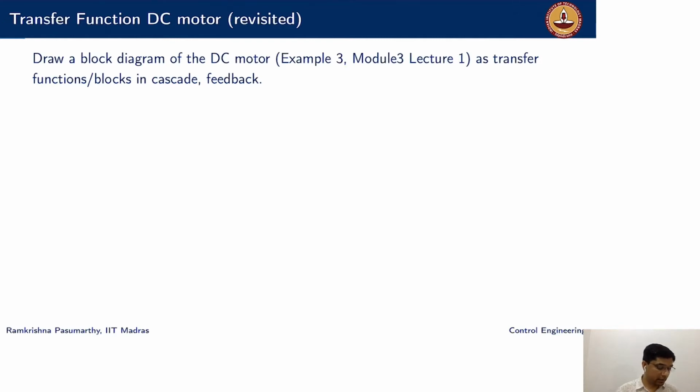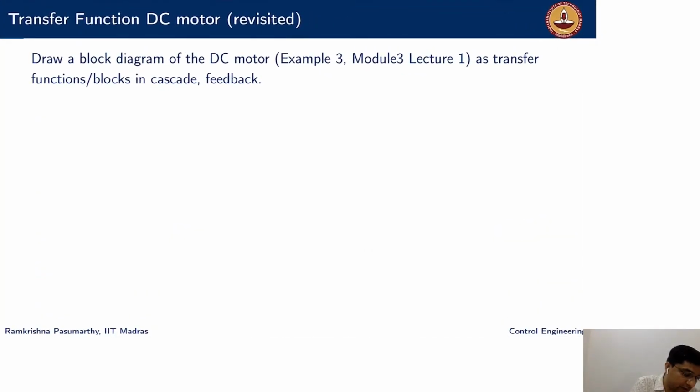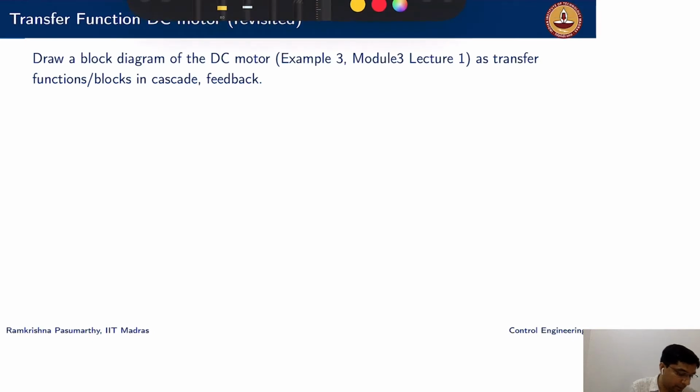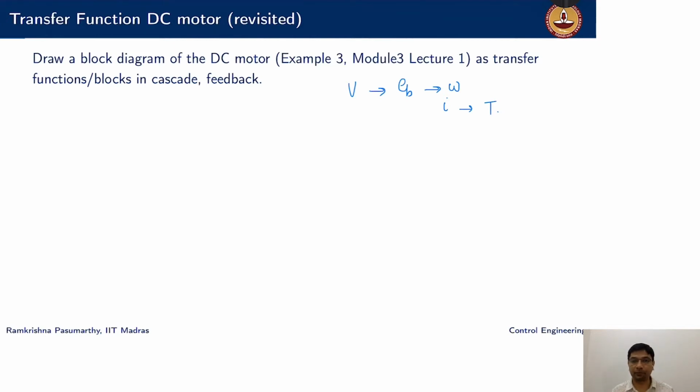Okay, so what are the governing equations or what are the governing principles? We started off with the voltage source resulting in a back EMF, and this back EMF is related to the omega, and the current in the armature is also related to the torque. Okay, so let us write down each of these equations.